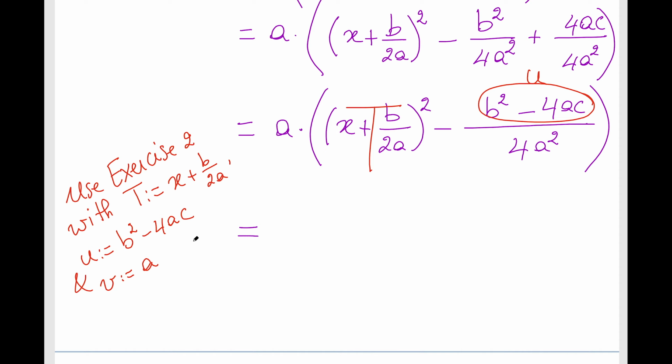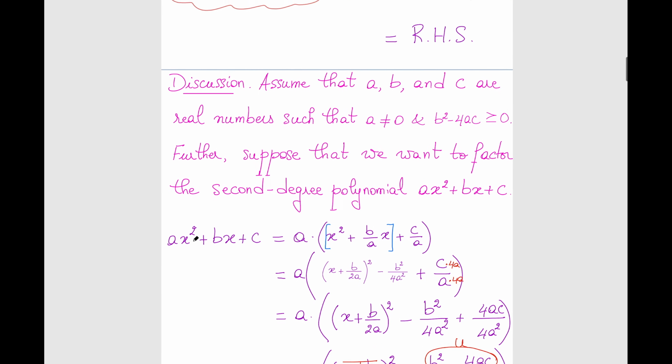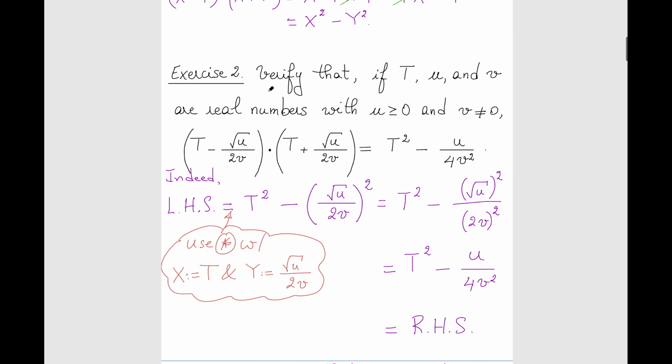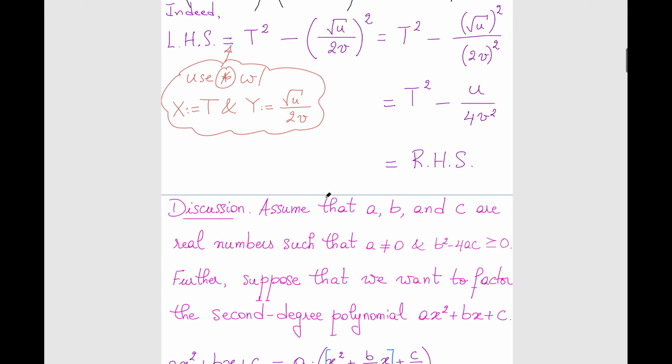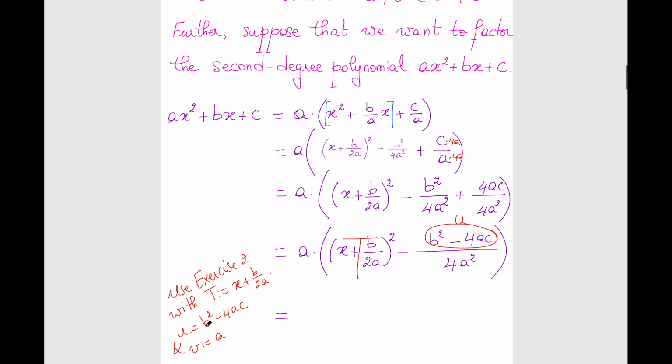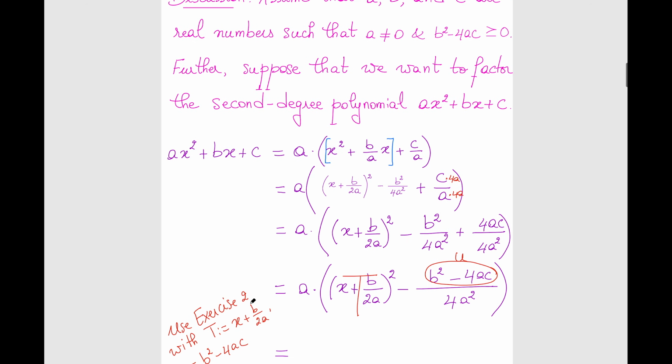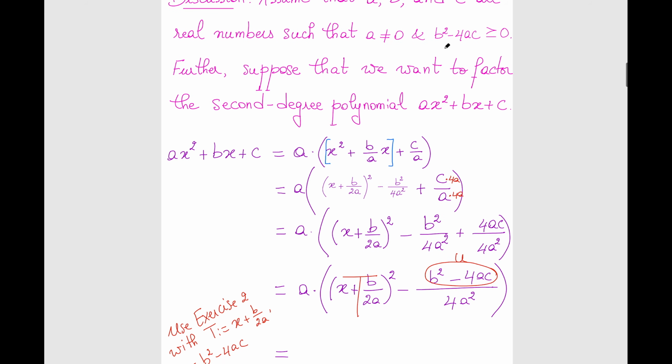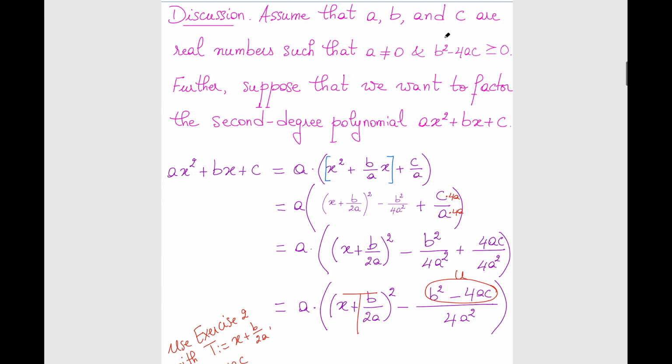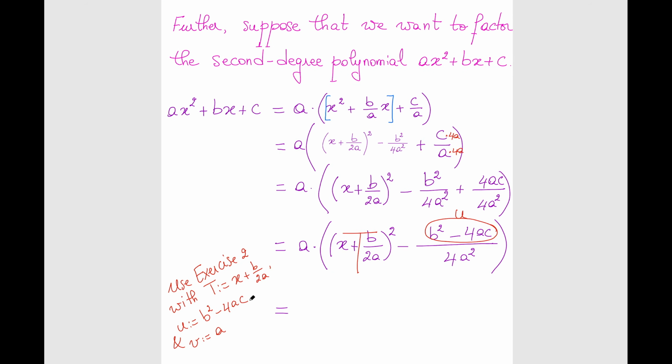And by the way, I forgot to mention, I can use exercise 2 as long as u is non-negative, right? Because I need to talk about the square root of u. So as long as u is non-negative. And what's our u here? B squared minus 4ac. And what's my assumption on b squared minus 4ac? Remember this? B squared minus 4ac is non-negative, right? So this guy is non-negative.